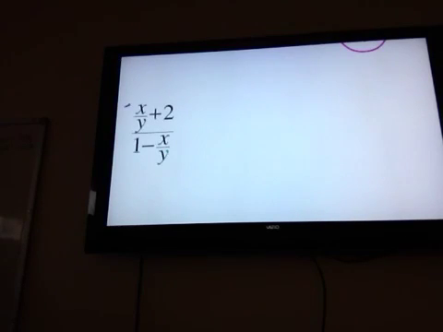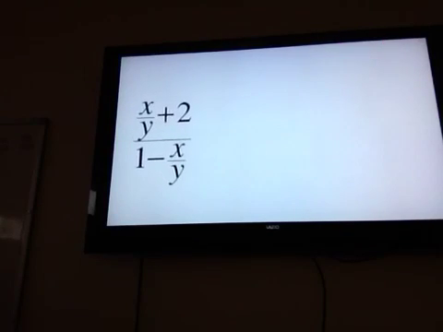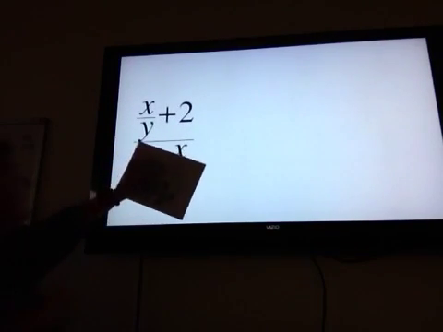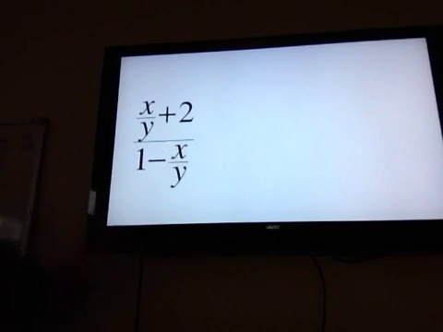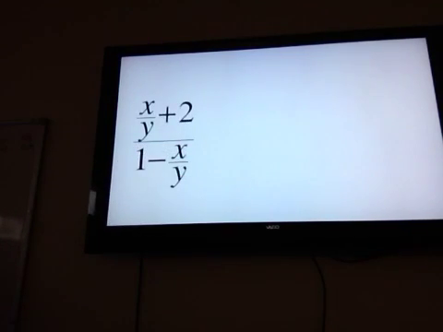So start off by looking at just the numerator. So we're going to make the numerator a single fraction. We're not even looking at this down here, okay? Right now it's a fraction plus a whole number. We're going to make it a single fraction. So in the numerator, my common denominator is y.